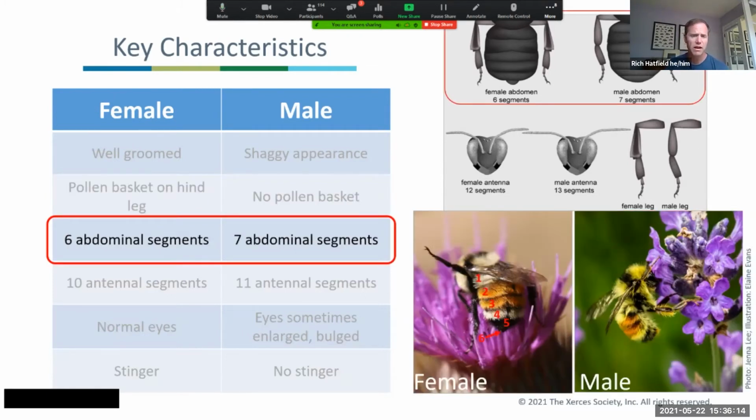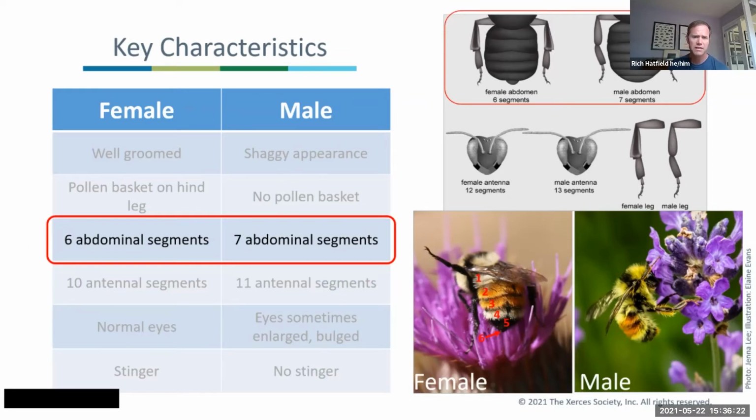Female bees also have 6 abdominal segments, whereas the males actually have an extra abdominal segment, so 6 on the females and 7 on the males. And it also changes the shape of the abdomen. It's longer and skinnier, whereas the females tend to be shorter and more robust.